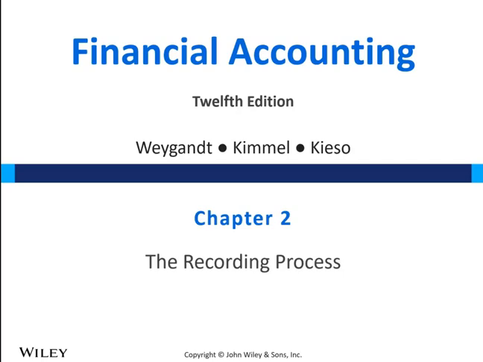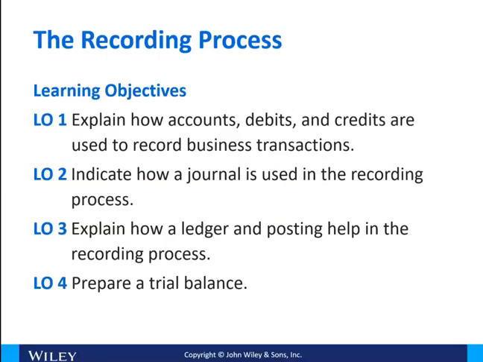We'll learn more about that and see more of the same examples, but specifically in Chapter 2, we're going to learn about accounts, debits and credits, and see how they're used in business transactions. We'll talk about journals and how that is used in the recording process, and then how a ledger and posting help in the recording process. And then finally, we'll prepare a trial balance. That's the first step into getting our financial statements.